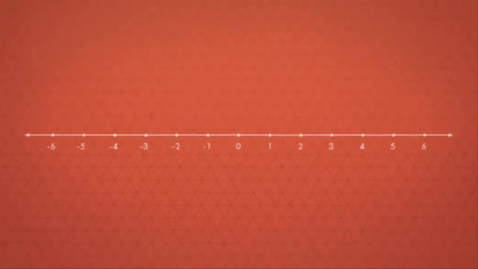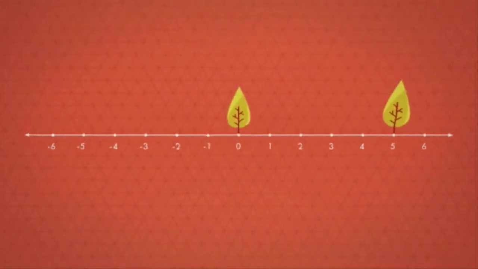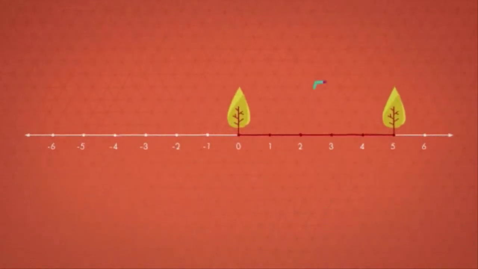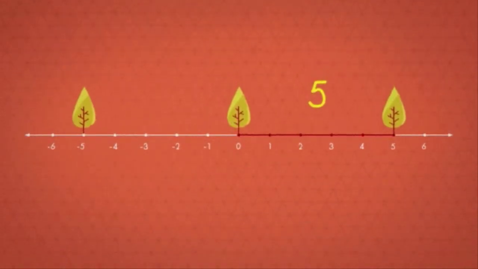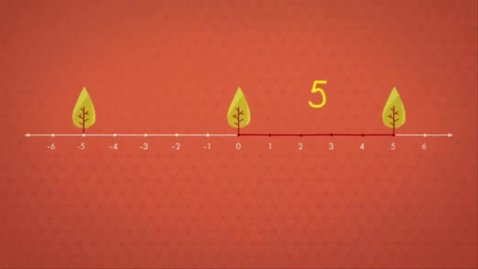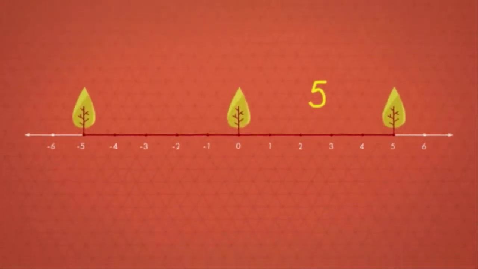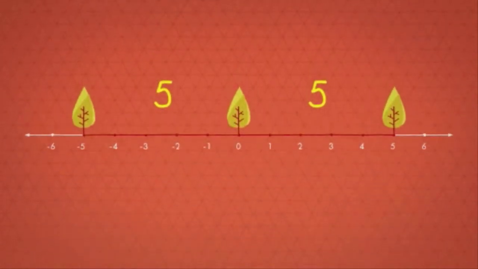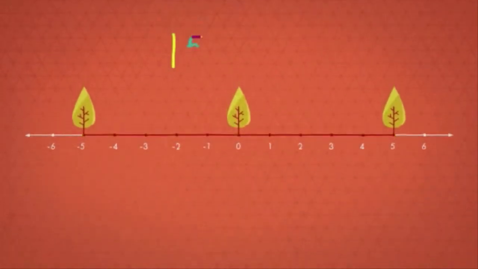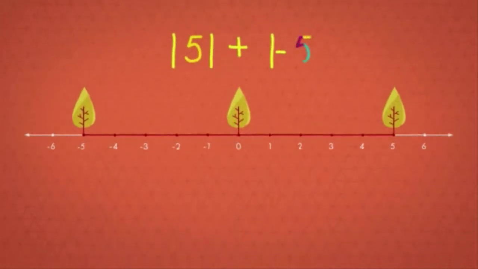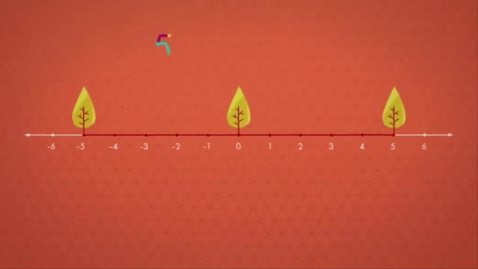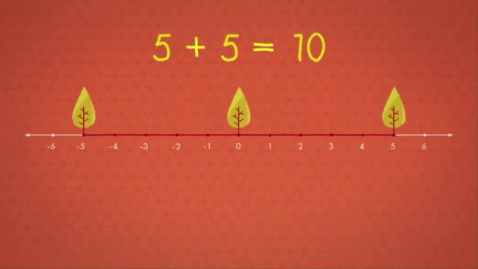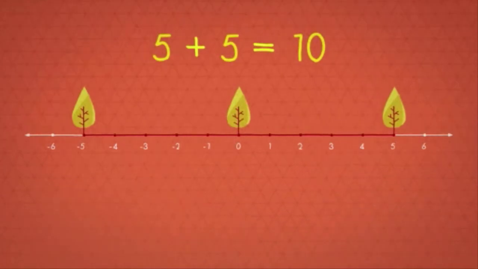If a tree is located at the origin and the other tree is at 5, the distance between those 2 trees is 5 units. If a third tree is at -5, the distance to the first tree would be 5 units as well, right? So what would be the distance between the farthest 2 trees? We add the absolute values of the coordinates. That means 5 plus 5, which adds up to 10. Notice how the negative sign doesn't affect our calculations here.